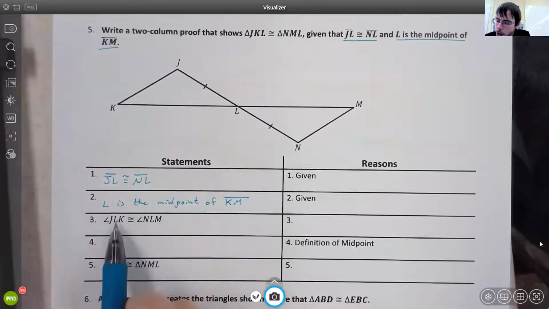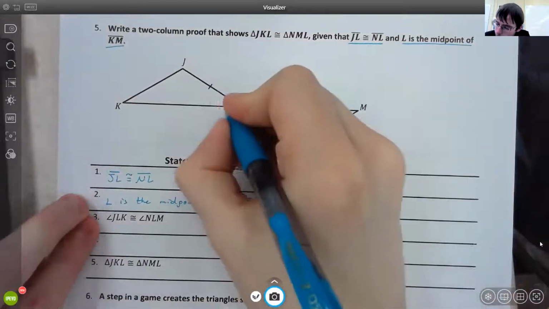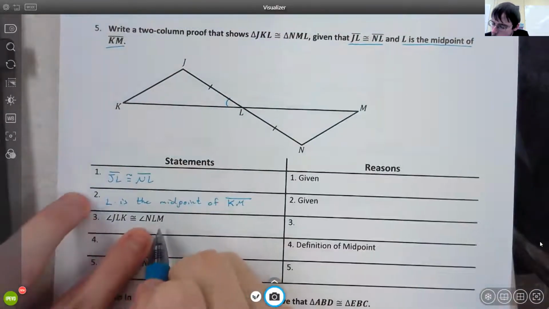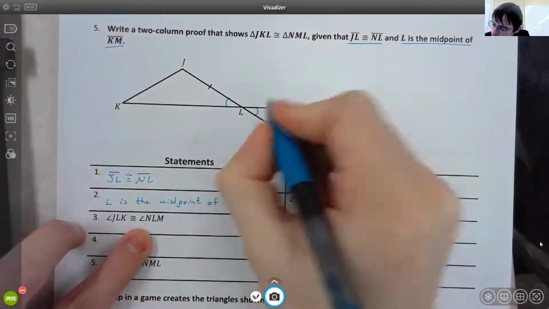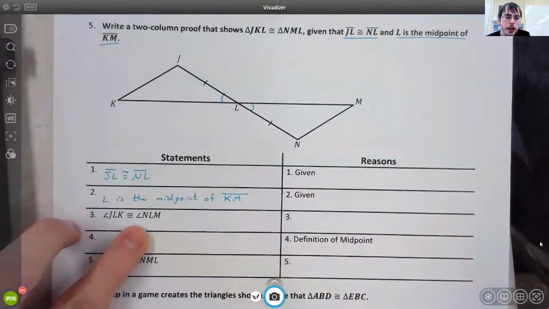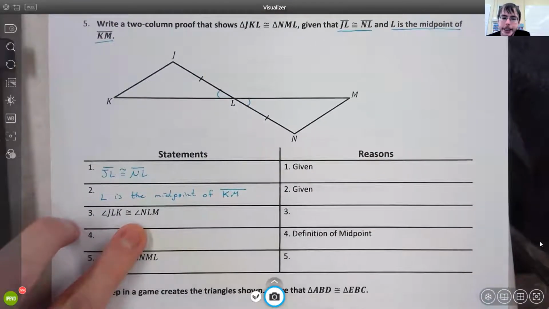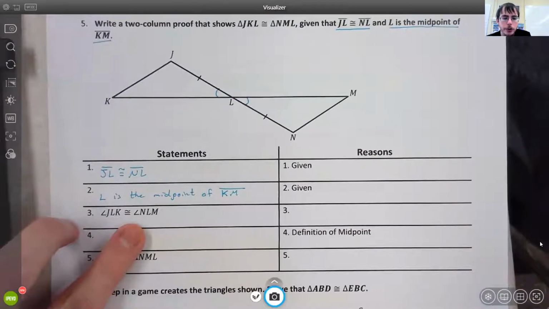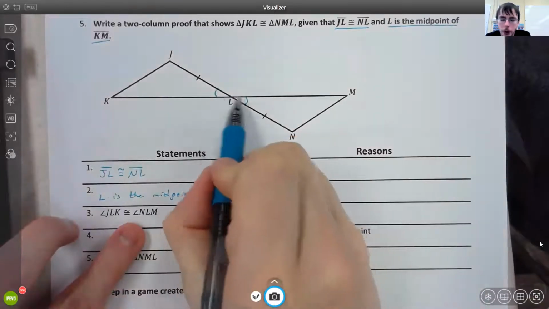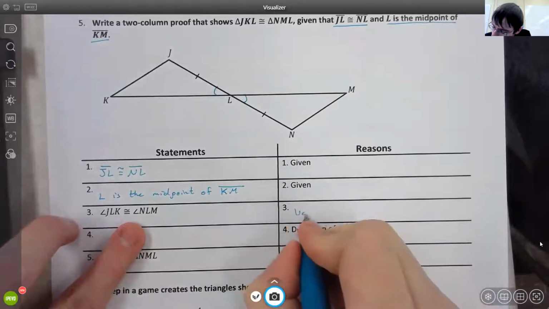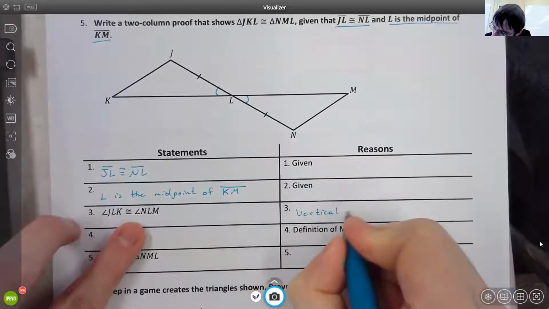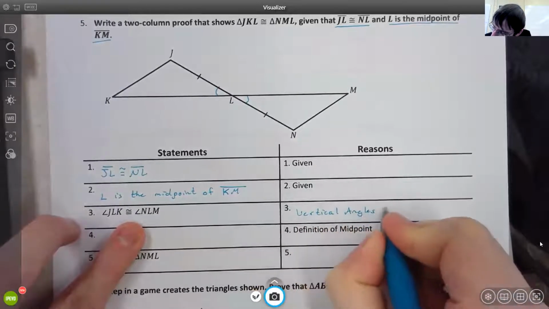Next up, it says angle JLK is congruent to angle NLM. So these 2 angles are congruent. Now we need to figure out the reason those 2 angles are congruent. If we look at those 2 angles, we should notice they're what type of angles? That's right, they're vertical angles. So this would be the vertical angles theorem.